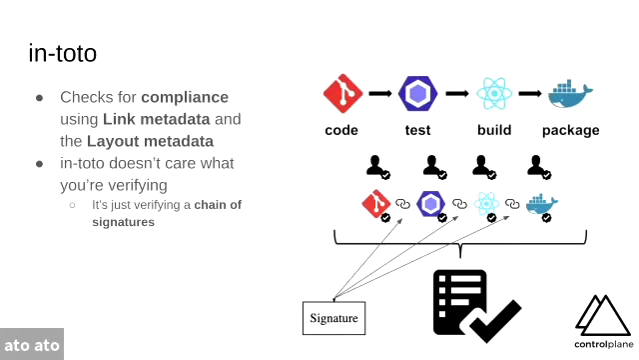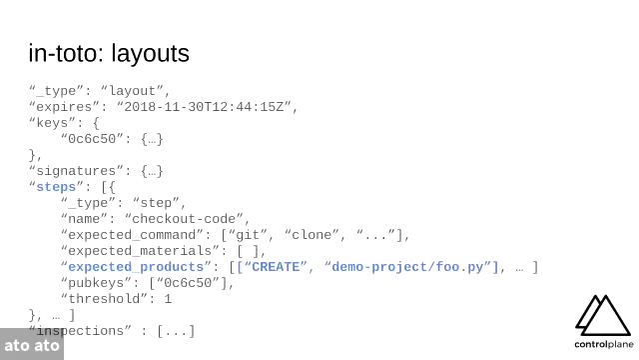in-toto doesn't care what is being verified. It just signs each individual build step if preconditions are met. And those preconditions look like this. Python is the kind of canonical example in a lot of their documentation. And here, the expected product, so the expected output that we as producers are going to send downstream is demo-project/foo.py.